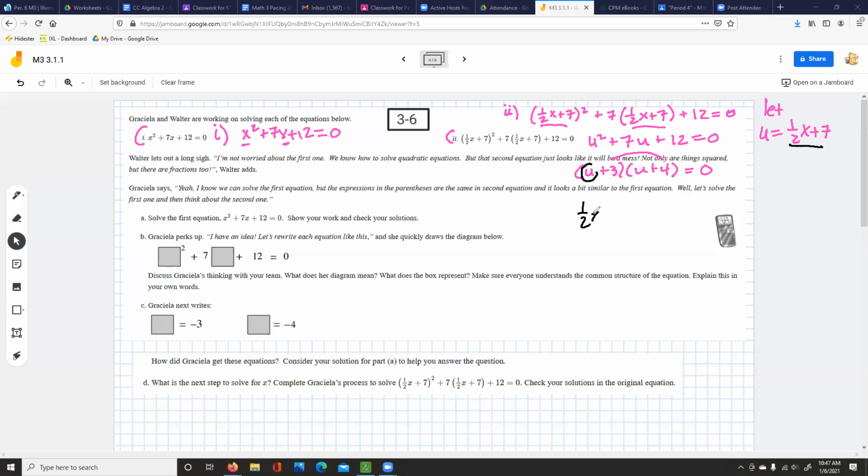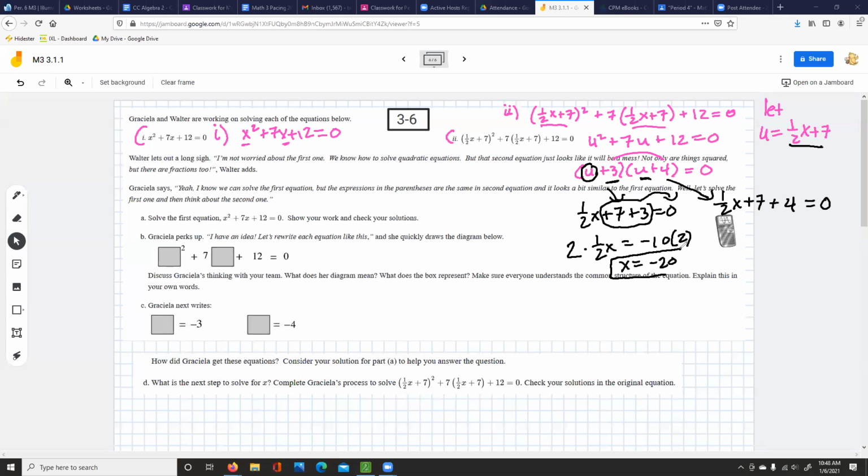So 1/2 x plus 7, that's my U value, plus 3, because there's a plus 3 right here, equals 0, because I'm going to set this equal to 0, and then I'm going to set this equal to 0. And put the U back in again. 1/2 x plus 7 plus 4 equals 0, right? Because we would set both of these equal to 0. So that allows me to add these together. That's 10. So I get 1/2 x equals -10. Just move it to the other side, right? And then I'm going to multiply by 2, multiply by 2. So x equals -20 is my first solution, right?